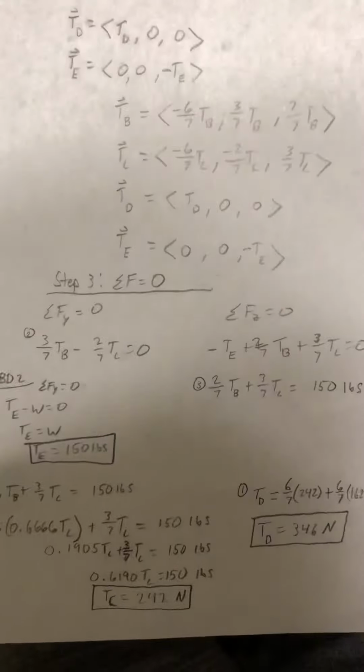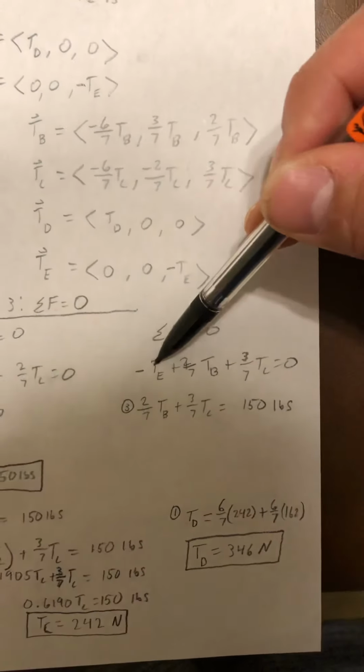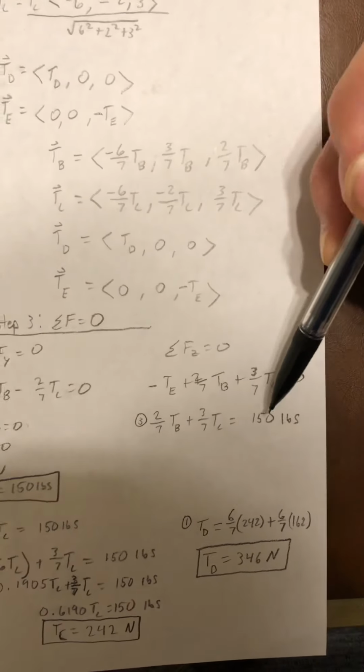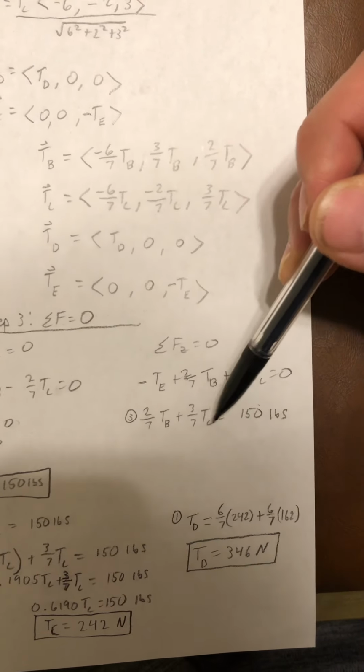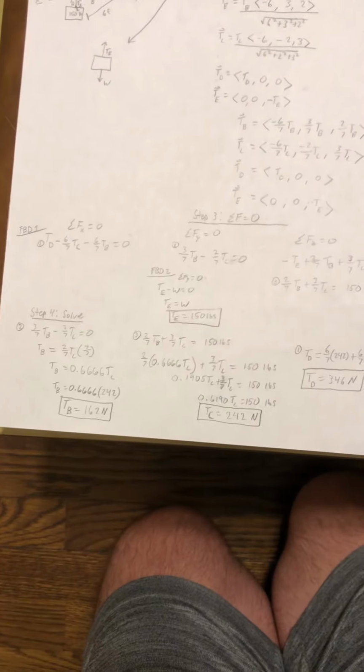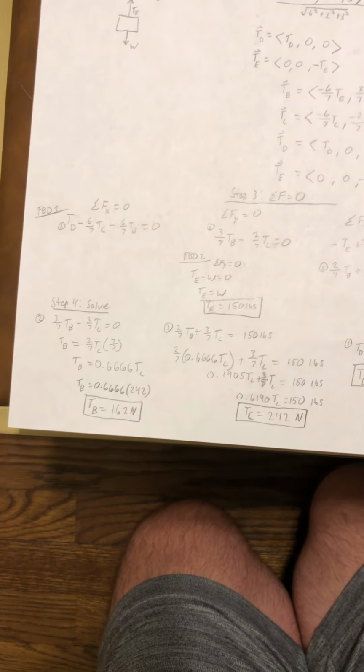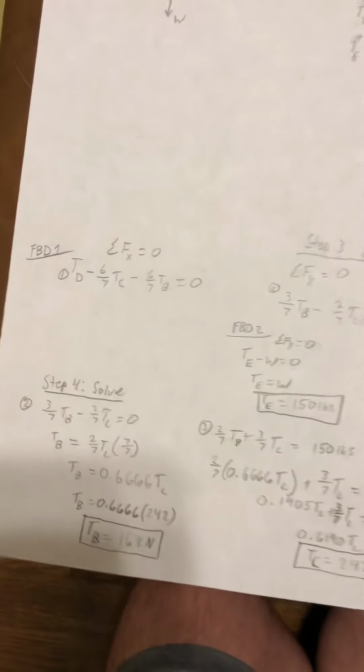So we have TE already, and so I plugged that in here and just moved it over to the other side of the equals sign. So we have 2/7 TB plus 3/7 TC equals 150. And that's our third equation. We have 3 equations because we have 3 unknown variables we need to solve for. So that's the final step, is to just solve.